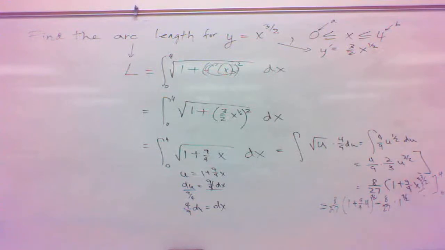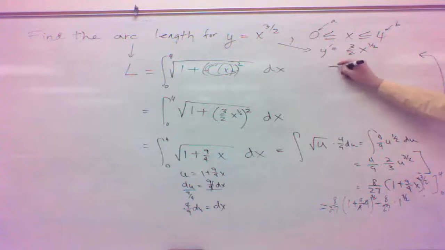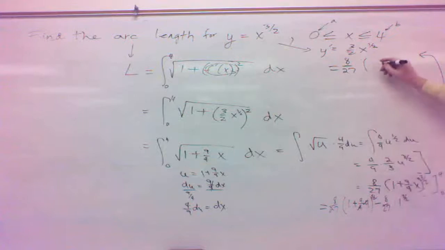The nice thing about it is that does cancel. Let's go right up here. Get crowded out. All right, so we have 8/27 times 1 plus 9, so that'd be 10 to the 3/2 minus 8/27, which is a pretty good answer.